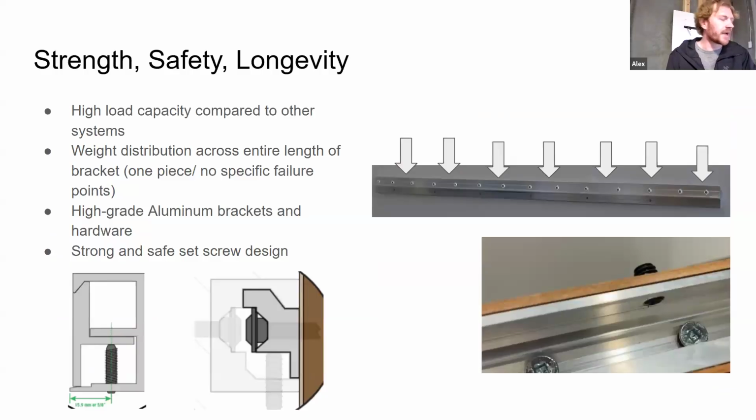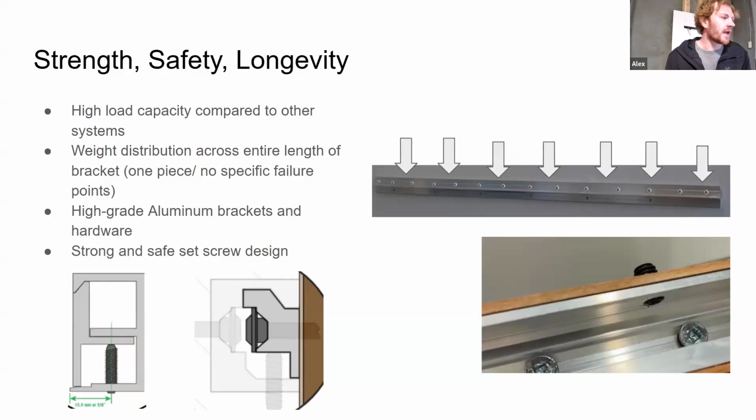Starting off with strength, safety, and longevity, again, the high load capacity compared to other systems comes from the weight distribution across the entire length of the bracket. There's no specific failure point like you saw with the two prong behind me. You've got those 2 points of failure, but with something like the HOVR bracket, you distribute that weight evenly across the entire back of the bracket and across the entire length of the shelf, meaning there's no specific points of failure. That leads to really good weight distribution efficiencies and overall load capacity increases.